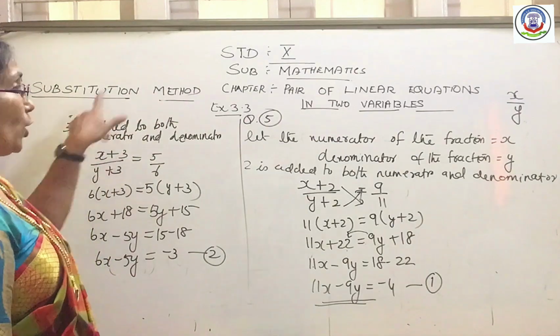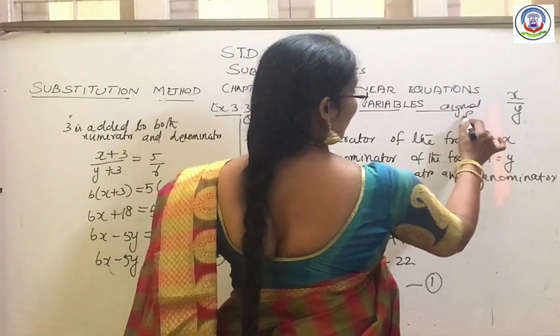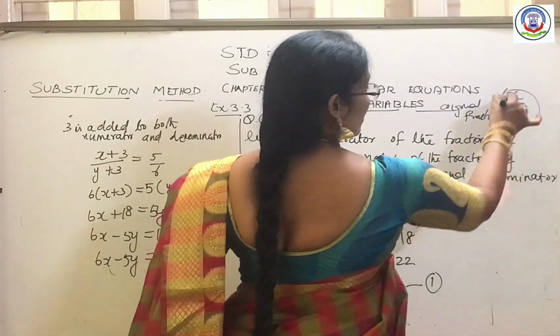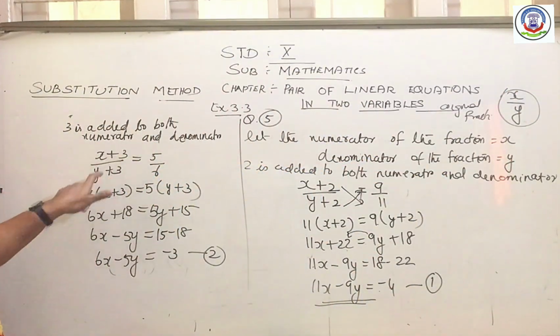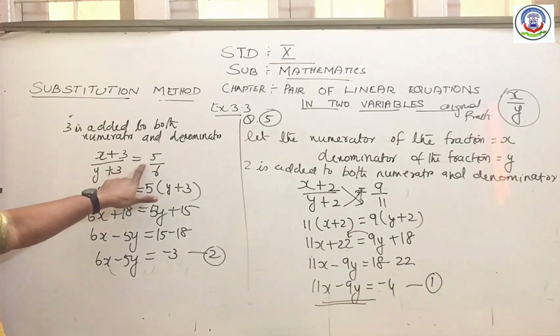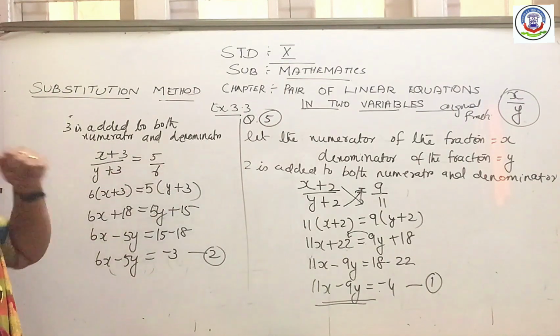The second clue was that the original fraction, that means the original fraction is this one only. Which one? x upon y. This is the original fraction. If 3 is added to both numerator and denominator, that means x plus 3 upon y plus 3, the fraction will be 5 upon 6.